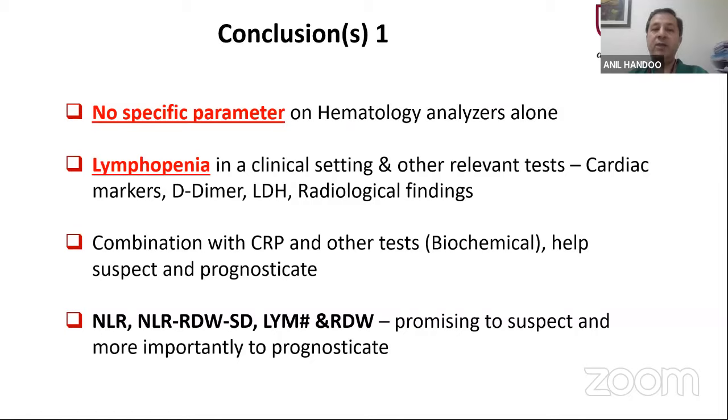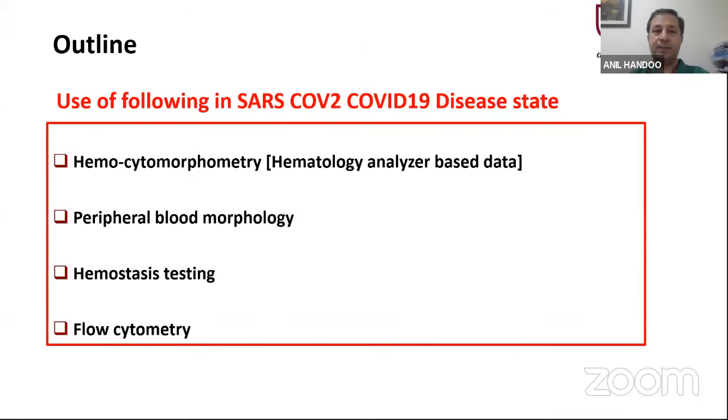You can combine this with CRP and some other biochemical investigations, including ferritin, and this may even help you to suspect and prognosticate. The promising parameters, especially the NLR, which has already been discussed by many other people as well, including these two other interesting parameters from Mindray, that is the NLR with RDW-SD and lymphocyte absolute counts along with RDW, seem to be a very prognostic set of markers which might be able to help us, if not in diagnosis, at least in the prognostication of the disease.